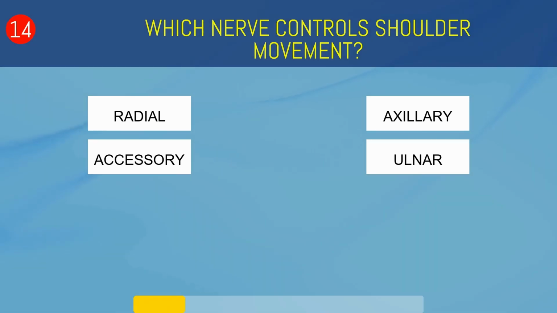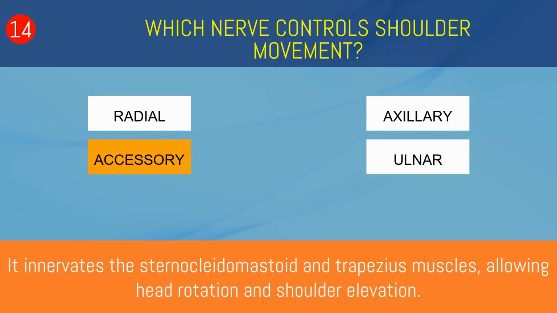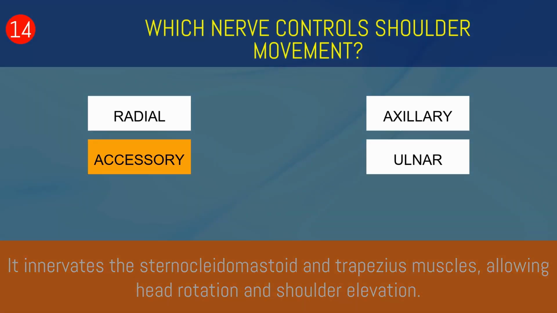Which nerve controls shoulder movement? Radial, accessory, axillary, or ulnar? Accessory. It innervates the sternocleidomastoid and trapezius muscles, allowing head rotation and shoulder elevation.